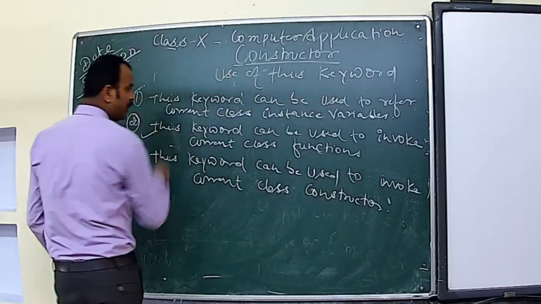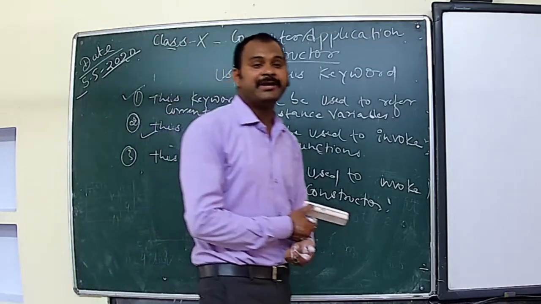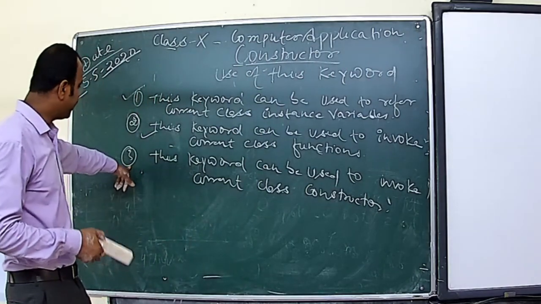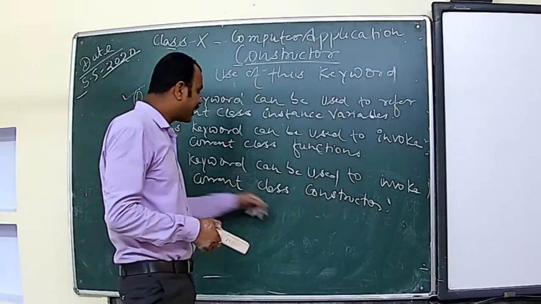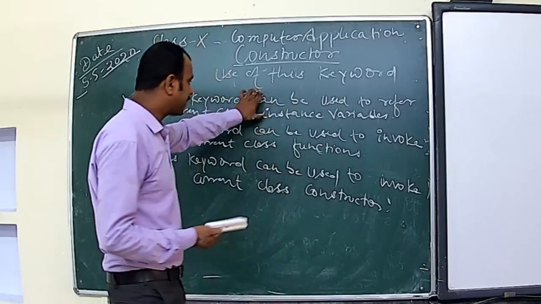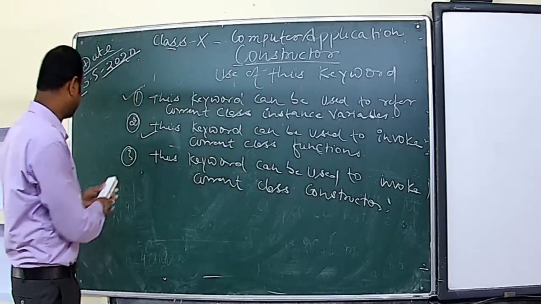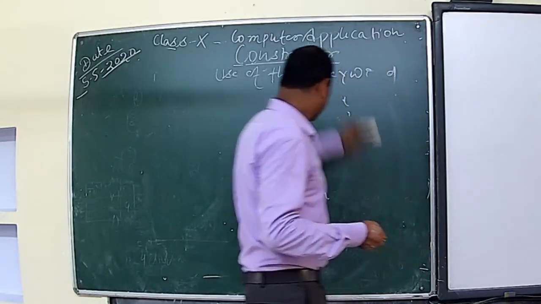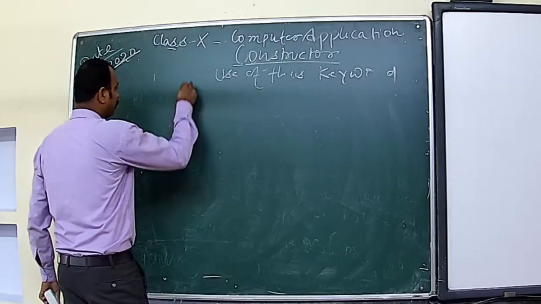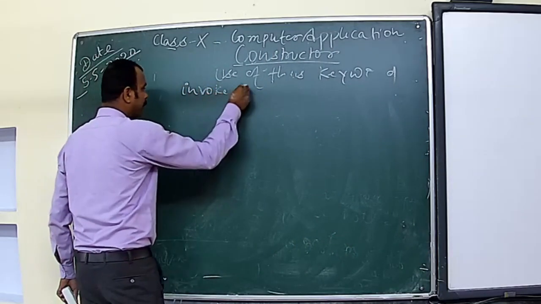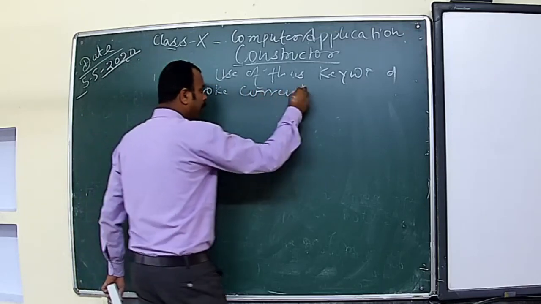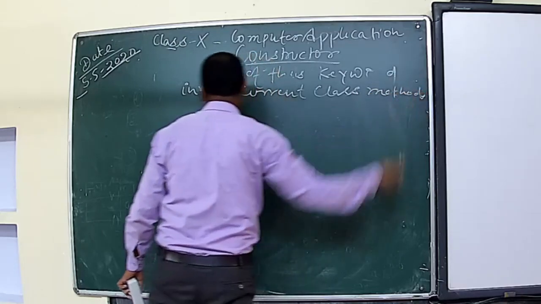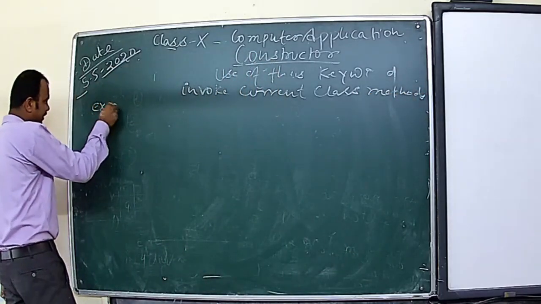Now I will tell you how to invoke a current class function using the this keyword. After that we will see that the this keyword can also be used to invoke current class constructors. The first one was completed, the remaining two let us discuss. Invoke current class methods. So we'll see an example of the use of this here.